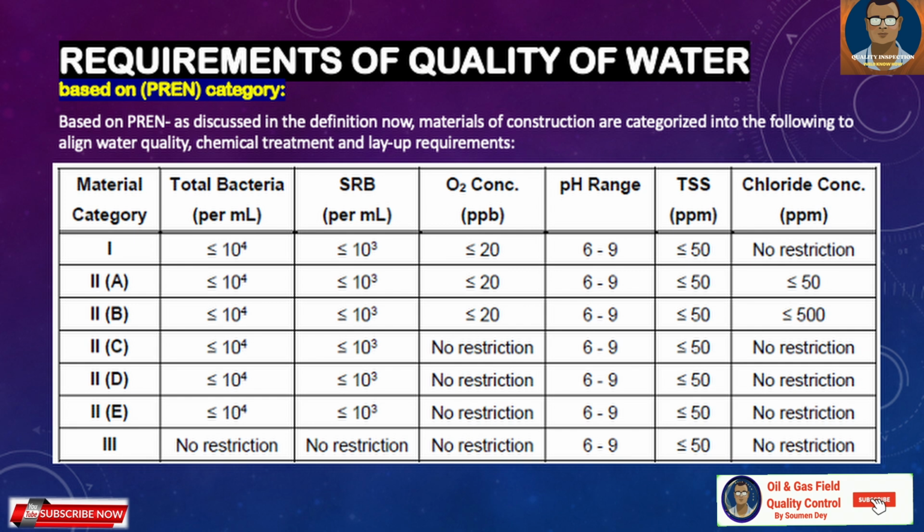Chloride concentration in parts per million is only a restriction for category 2A and category 2B. Category 2A is basically stainless steel kind of material, where chloride affects it more, so it should be less than or equal to 50 parts per million, and for alloy steel it is less than 500 parts per million. For other categories and non-metallic, there are no such restrictions.